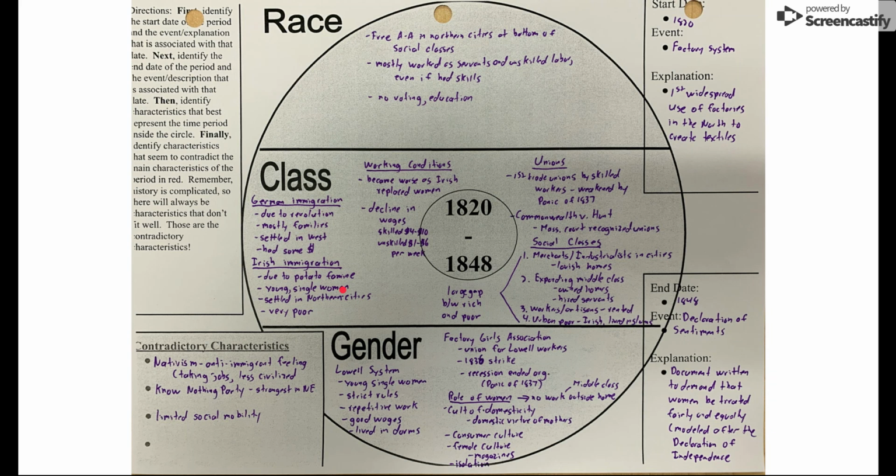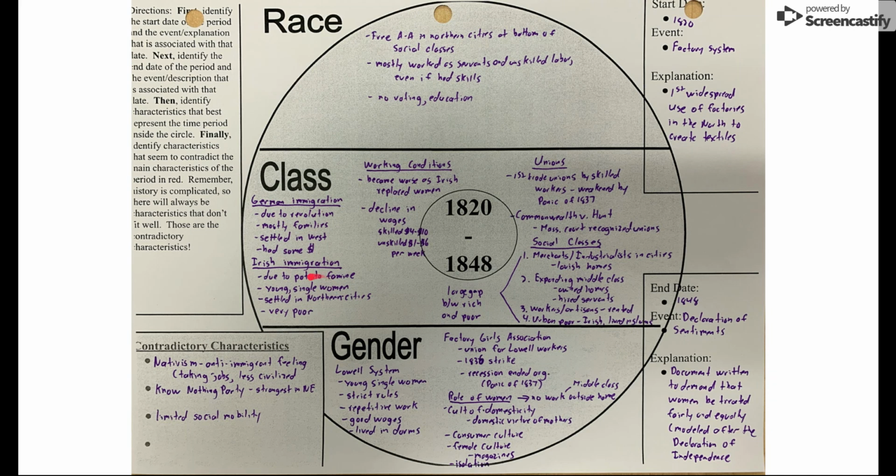When they would come, they didn't have any money. They didn't really have a lot of opportunities either. So they ended up settling in northern cities, places like Boston or New York City. Even today, Boston has a reputation of being a center of Irish culture in America. And so they were very poor. So these are very different than the Germans.